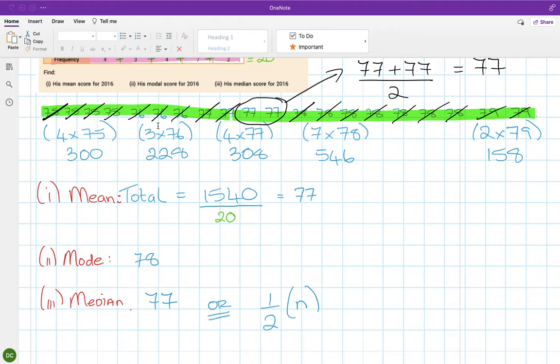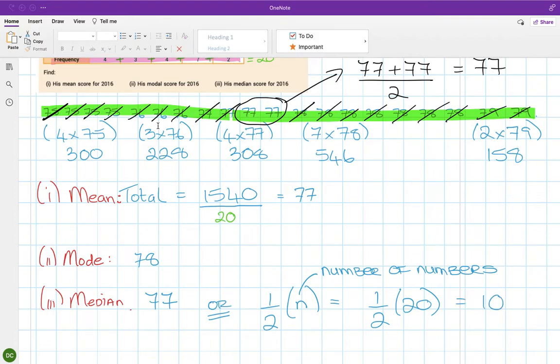So you do half n, where n is the number of numbers in the set. A bit like when you're doing the mean. So there's 20 numbers in this set, so I do half of 20, and that's 10.